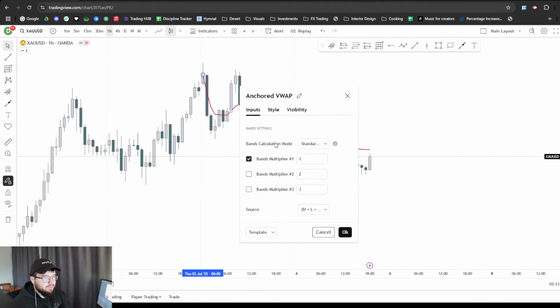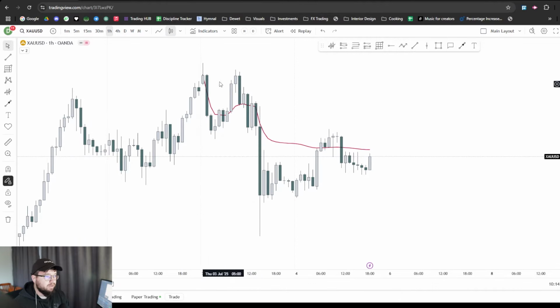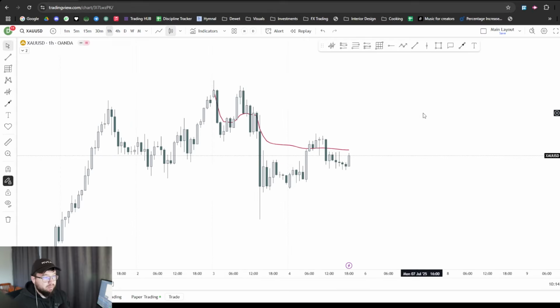Okay, when we place it, you can see this line. If you go into settings, inputs, I didn't change anything in this, and in style, I just removed everything, so we only have the main Anchored VWAP line. Okay, very basic, very simple.